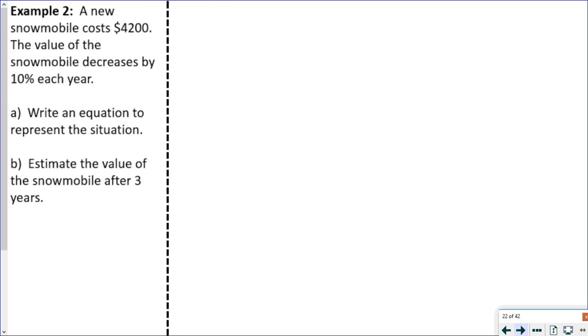All right, let's try the next one. You try the next one. Go ahead and pause and then turn it back on to check. Okay, so this is decreasing. So you should have used decay, so the 1 minus r to the t.